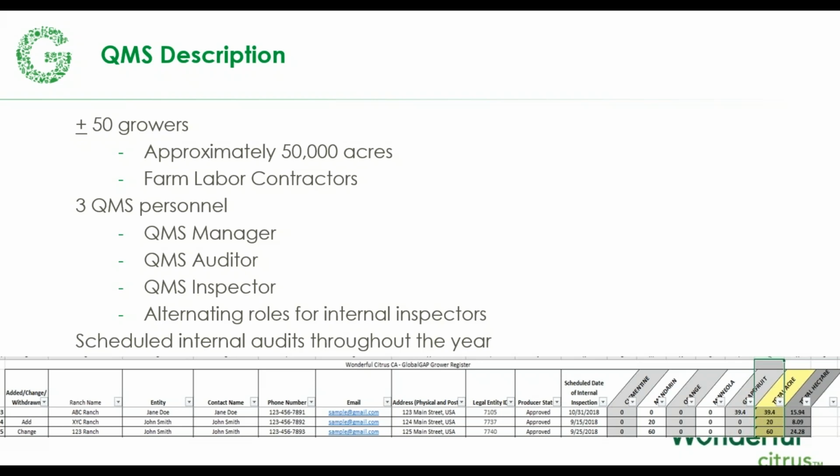And we keep this up to date annually. It includes if we are adding, changing, or keeping a specific grower on our register. It includes the ranch name, entity, contact, and so on. The things that I think are important for you to note on here is the column just before it starts to list all of the commodities, which is the scheduled date of the internal inspection.